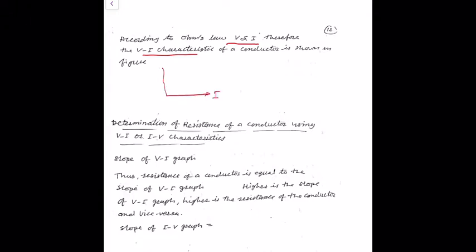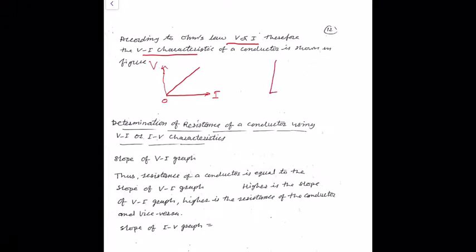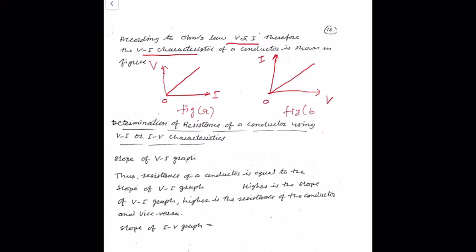Here I is on the y-axis, V on the x-axis. So it is a straight line because V is proportional to I. In this figure, V is on x-axis and I on y-axis. It is also a straight line. It is figure A. It is figure B.